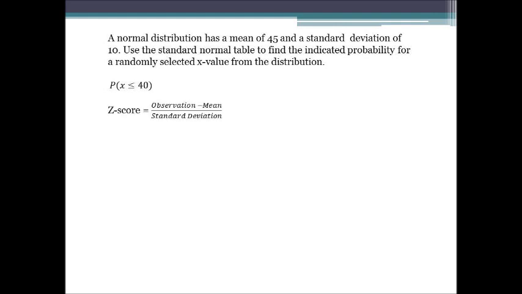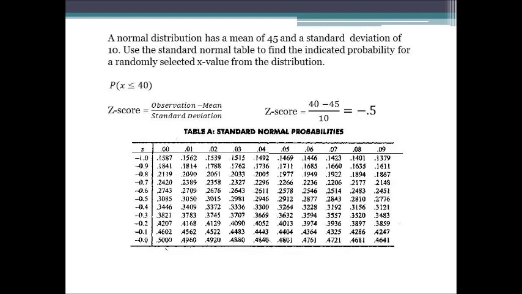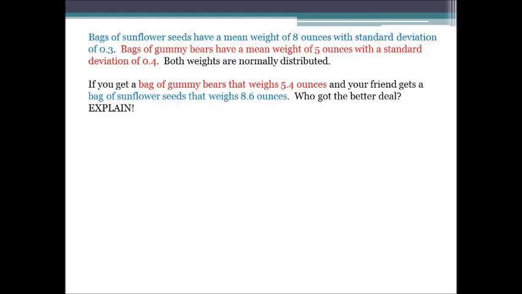So, to calculate the z-score, which then allows us to calculate probability, the z-score equals the observation, so the value that you're given, minus the mean, all over the standard deviation. So in this case, the z-score equals 40 minus 45 over 10, and that gives you negative 0.5. And then, using the standard normal probability table, you can look at negative 0.5, and you'll see that it calculates out to 0.3085, and that is the chance that you have a value that is less than or equal to 40 for this certain problem.